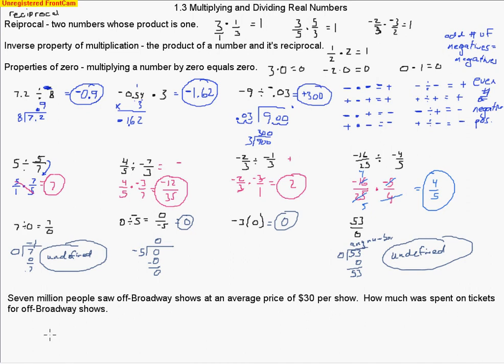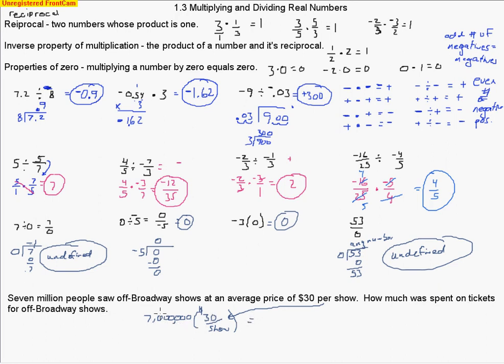One more problem here. 7 million people saw off-Broadway shows at an average price of $30 per show. So 7 million people, go ahead and write that number out. And we have $30 per show. So I'm going to multiply by $30 per show. Whenever you see a rate, this is a rate, dollars per, the per means a fraction bar right there, per show. So we want to find out how much was spent on tickets for off-Broadway shows. So that's what we're going to find out here.